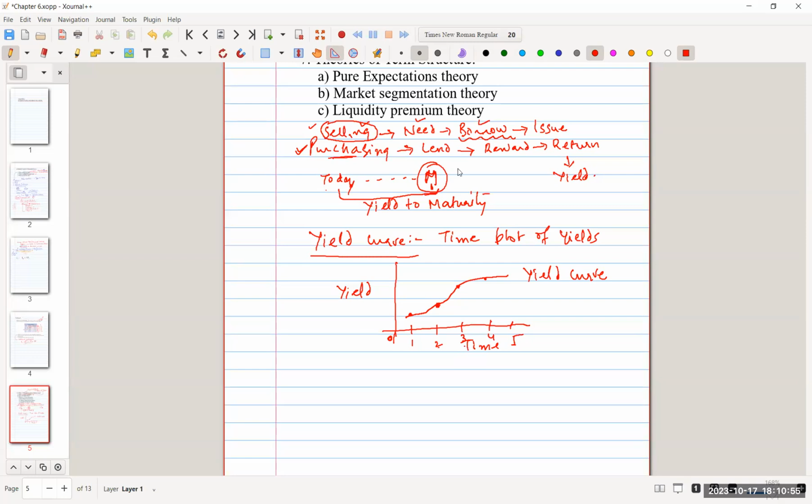Talking about yield curves, folks, there can be different types of yield curves. We can normally distinguish between three types of yield curves. Number one is a normal yield curve. Normal yield curve is usually like the one we plotted here, usually upward sloping.